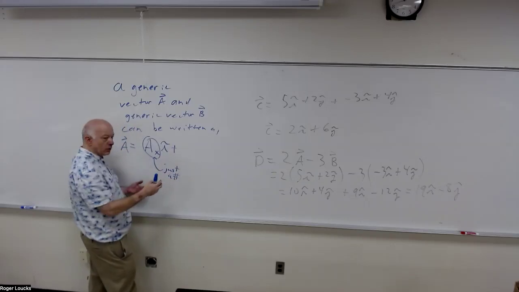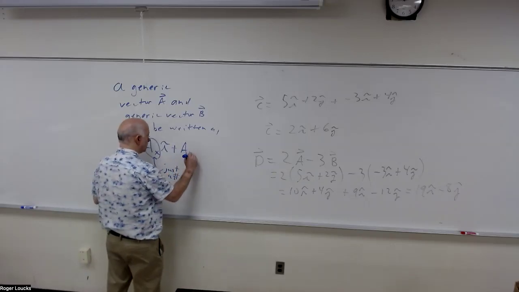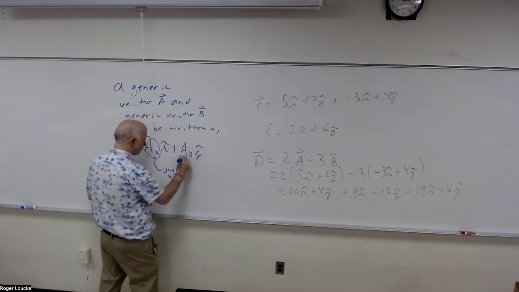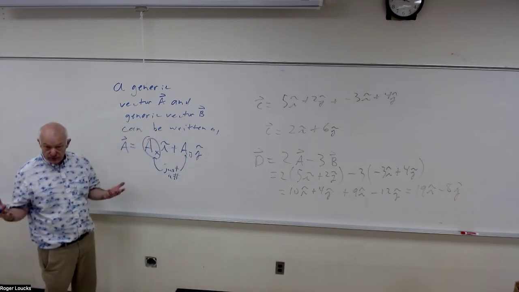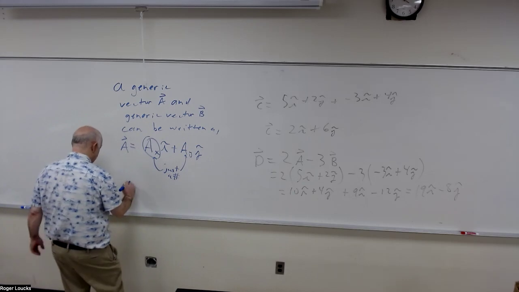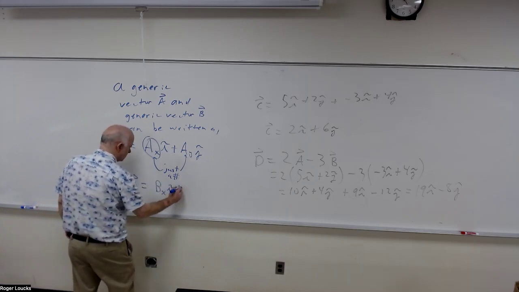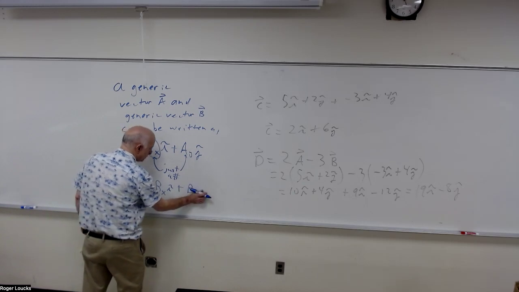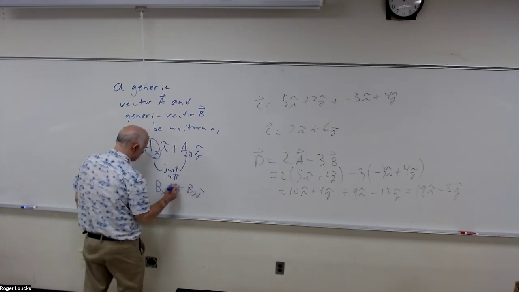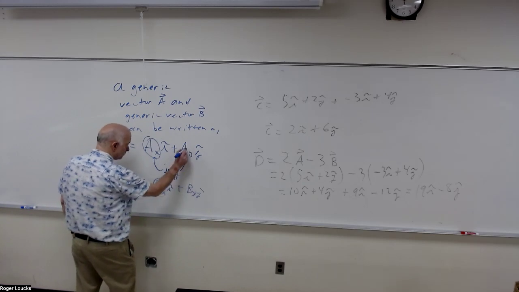And then how much do I want to go in the Y direction? So AY J hat. So these are just numbers. Then I can do the exact same thing for B, and say that this is BX I hat plus BY J hat. Again, these are just numbers.